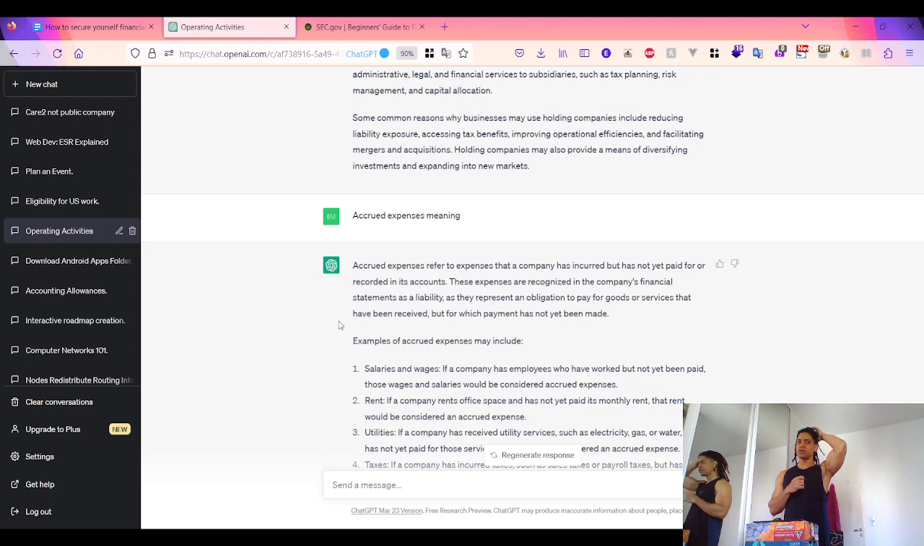So the subtle difference between accounts payable and accrued expense is that accounts payable is money that a company owes to its suppliers and vendors for service that has been received but not yet paid for.